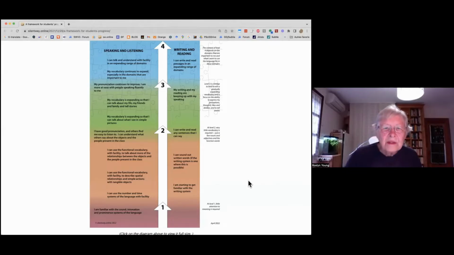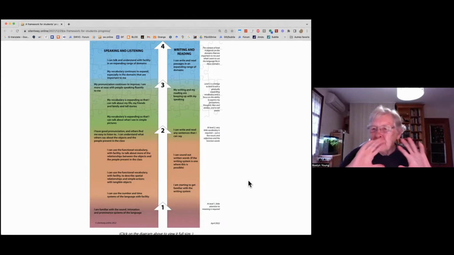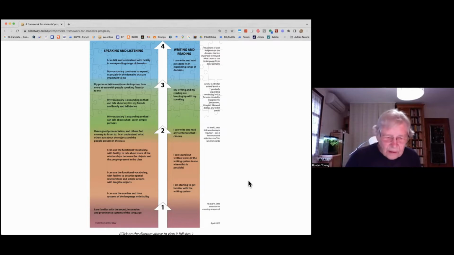Before we start the bubble diagram, there's another thing we need to have a look at, which is this. So this now is a framework which takes into account the fact that we are going to teach functional vocabulary first. And another thing that's important is that we have to teach pronunciation. Now, why do we teach pronunciation?